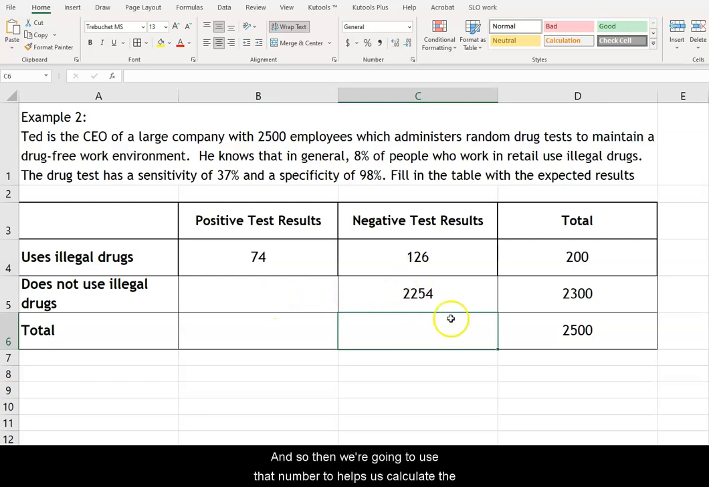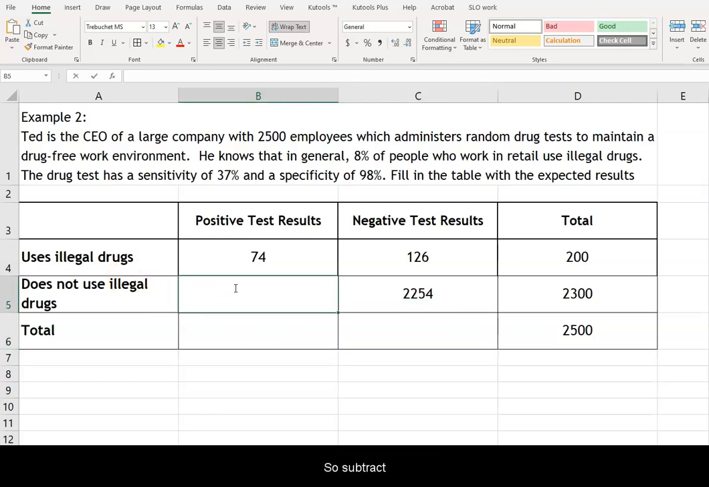Okay, and so then we're going to use that number to help us calculate the positive results, basically a false positive. So they got a positive result, but they do not use drugs. Okay, so subtract 2,300 minus our 2,254, and that would be 46 people.